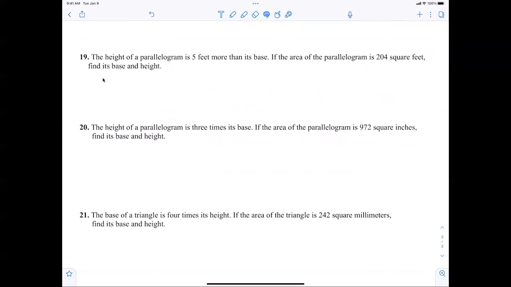The height of a parallelogram is 5 more than its base. The area. Okay, so let's review. What's the area of a parallelogram? Base times height. The height is 5 more than the base. So somebody help me. 204 is equal to... Now, the height is equal to the base plus 5, right? Is that agreed?